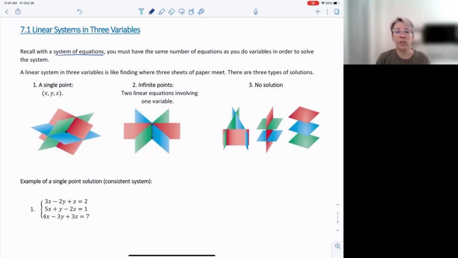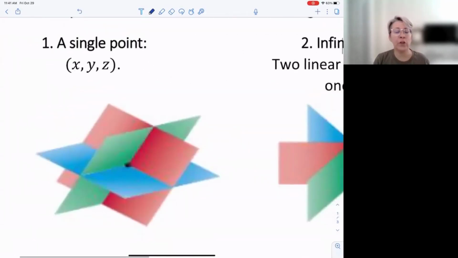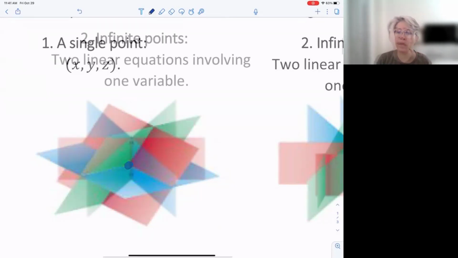A linear system in 3 variables is like finding where 3 sheets of paper meet. You've got 3 planes. There are 3 types of solutions. The first thing we can have is a single point. If all of those sheets of paper cross in a way where they meet in one point, then we have one single solution. And notice it's given not as an ordered pair, but as an ordered triplet in alphabetical order: the x, the y, and then the z.